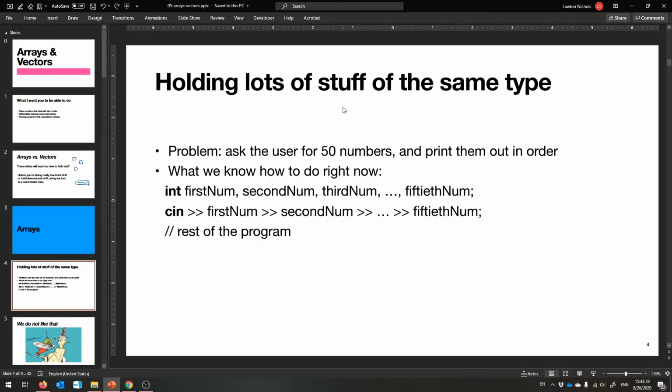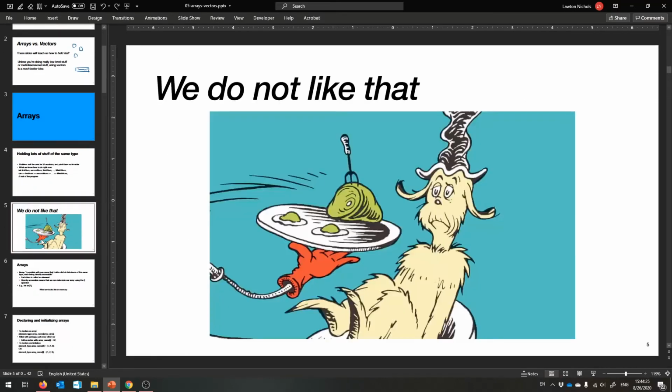All right, so arrays allow us to hold a bunch of stuff of the same type. If we wanted to ask the user for 50 numbers, for example, and print them back out, this is how we would do it. We would declare 50 ints, and then we'd cin all of them, okay? And then the rest of the program would deal with printing out those 50 things. And that's not what we want to do. We want a better option, and there is one.